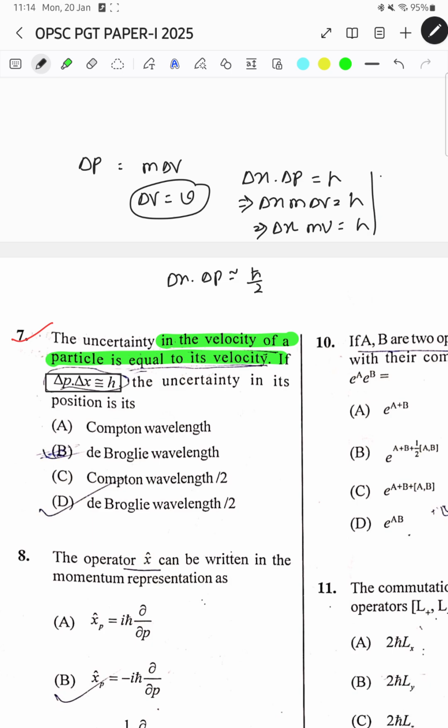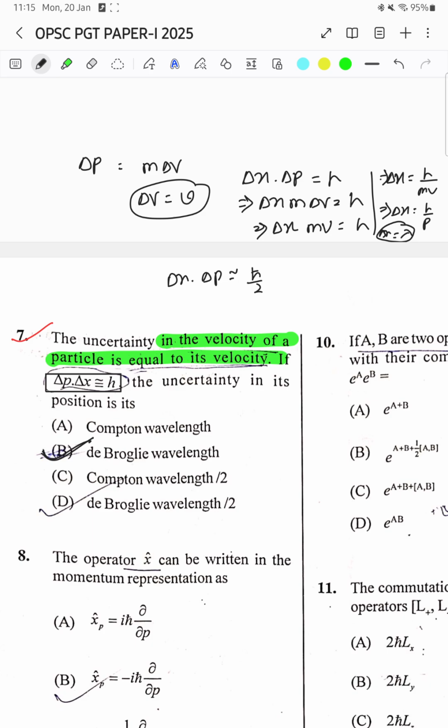I can write it as del x is equal to h upon mv, del x is equal to h upon p, and we know from the de Broglie wavelength concept h upon p is lambda. So I got the uncertainty in position as the de Broglie wavelength. So de Broglie wavelength is the correct answer. I don't know why he chose the de Broglie wavelength upon 2.